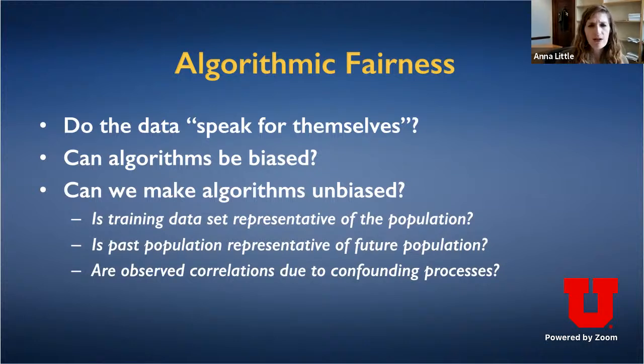Some good questions to think about are, is the training data set representative of the population? If you start off with a data set that's not representative of the population, then you may get biased results, especially in terms of the people that were not appropriately represented or adequately represented. Is the past population representative of the future population, and are observed correlations due to confounding processes?